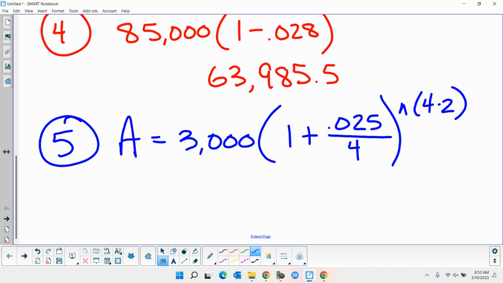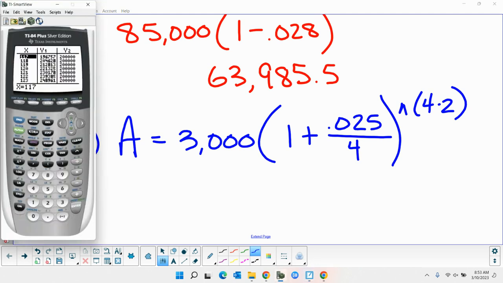All right. So when I put that in my calculator, it's just 3,000, parenthesis, 1 plus, and you don't have to use any more parentheses, but that one we have right there. Some people put another set here before the 0.025. It'll do it in the right order. It'll do that division before it adds. And then caret. And then I know 4 times 2 is 8, so I'm just going to put an 8. So $3,153.32.